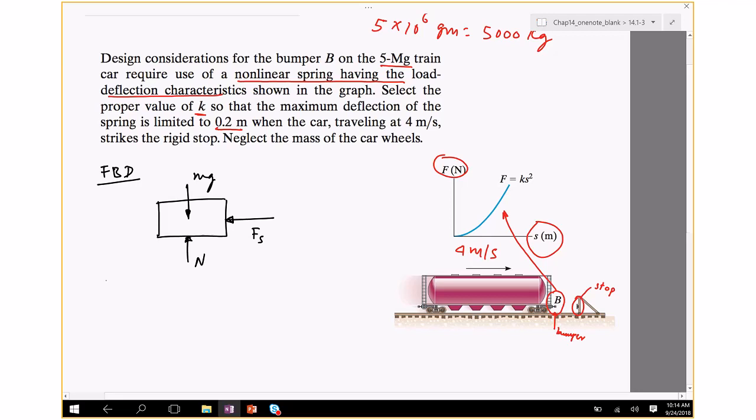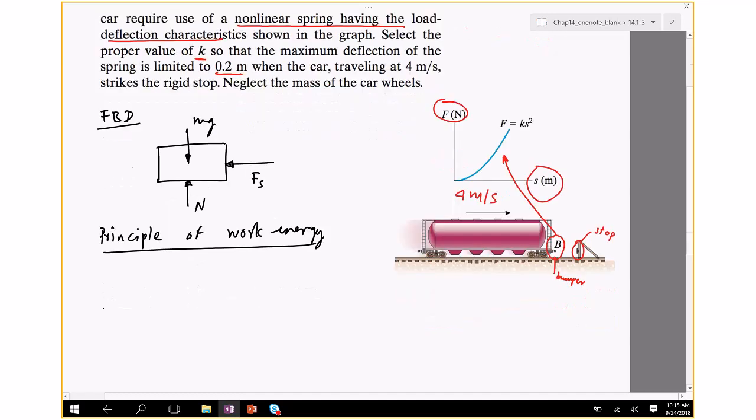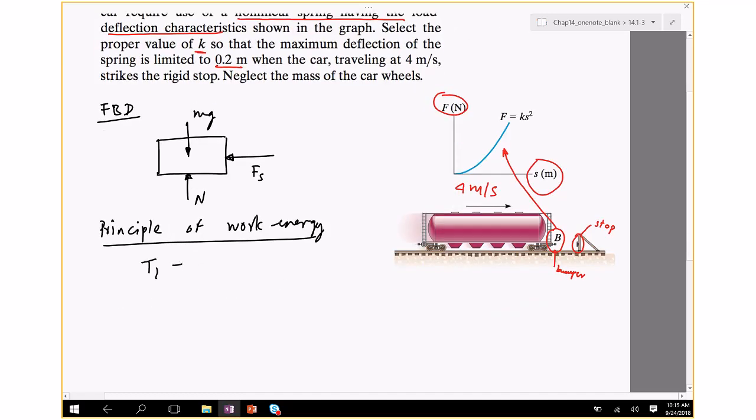So let's use the principle of work energy, which states that the initial kinetic energy plus U12 equals T2. The initial kinetic energy is that due to motion of the car, so it's half mv1 squared.